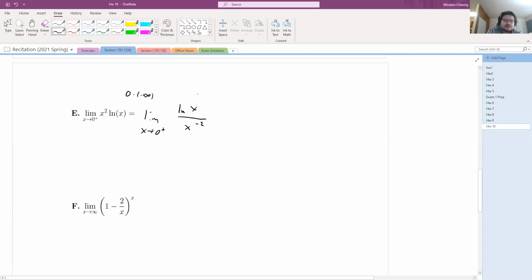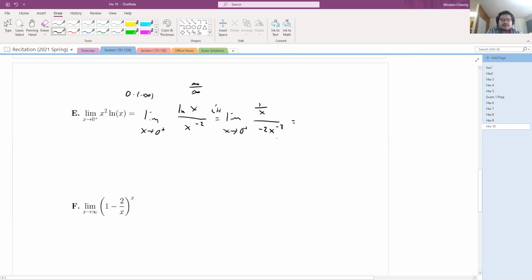What you can do here is double check that this is the correct indeterminate form type. If you plug in, you're going to get infinity for the numerator, infinity for the denominator. And so, yes, we can use L'Hopital's. So ln of x is going to give me 1 over x, and this x to the negative second is going to give me negative 2x to the negative third.